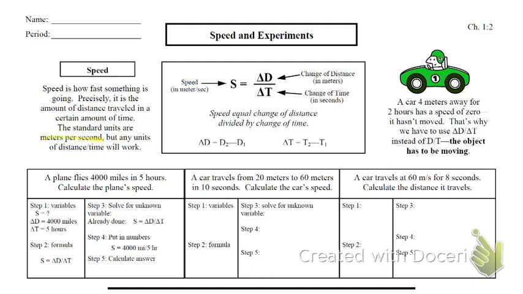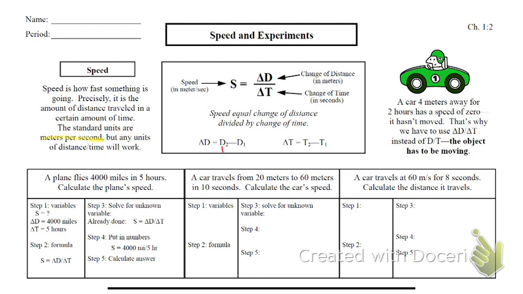All right, so the formula that we used was speed is the change in distance divided by the change in time. And at the end of class, Ashley asked a really good question. How do you know which one is the first one and which one is the second one?